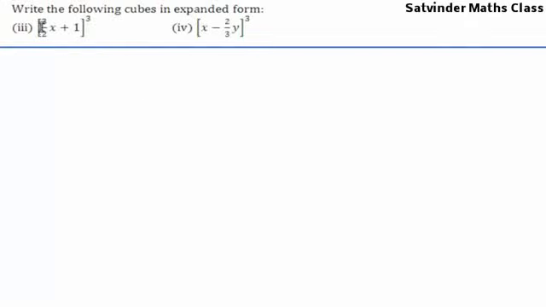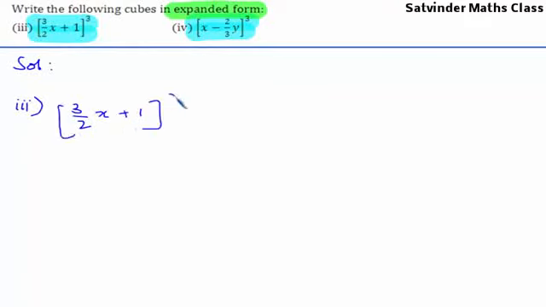In this question, you have to write (3/2 x + 1) whole cube and (x − 2/3 y) whole cube in its expanded form. Let us take the first part of the question, which is (3/2 x + 1) whole cube.